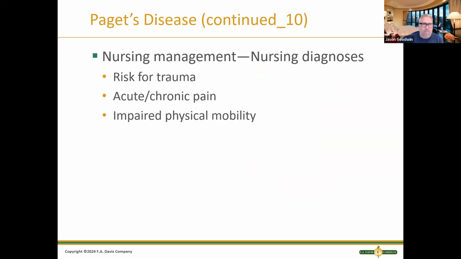And there might be because of the pain. So risk for trauma associated with bone loss and potential for falls and or fractures. So we talked about falls and fractures. The next one, acute and chronic pain associated with skeletal changes, vertebral compression on spinal nerves, and bone deformity. And then finally, impaired physical mobility associated with pain and or musculoskeletal changes. Makes sense.